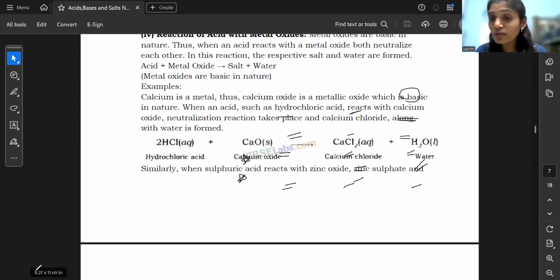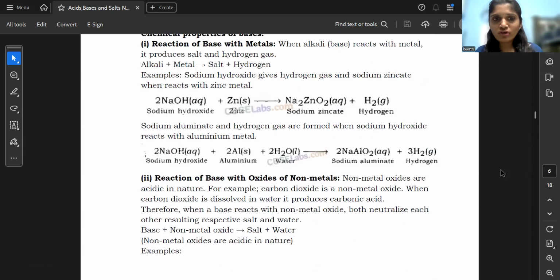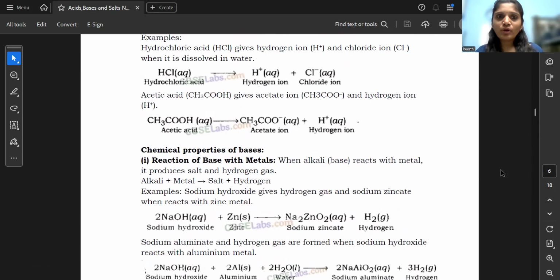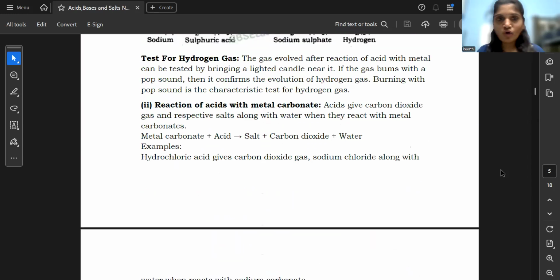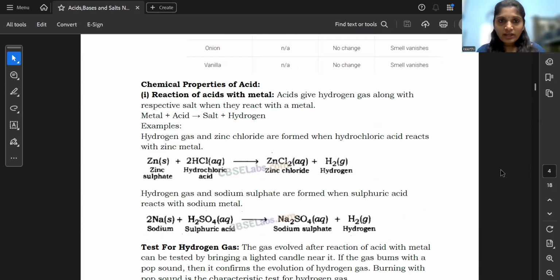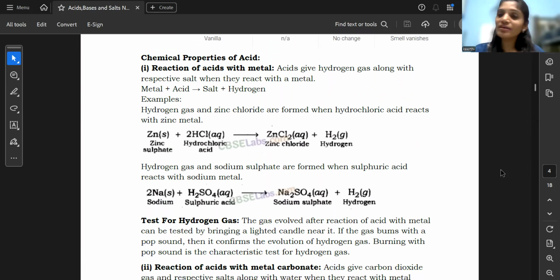Next, we are going to do the chemical reactions of acids. This is very important. Usually questions come from this part. We'll see first the chemical properties of acids, then we'll see the chemical properties of bases. In this, the first chemical property of acid is what? Reaction of acids with metals.